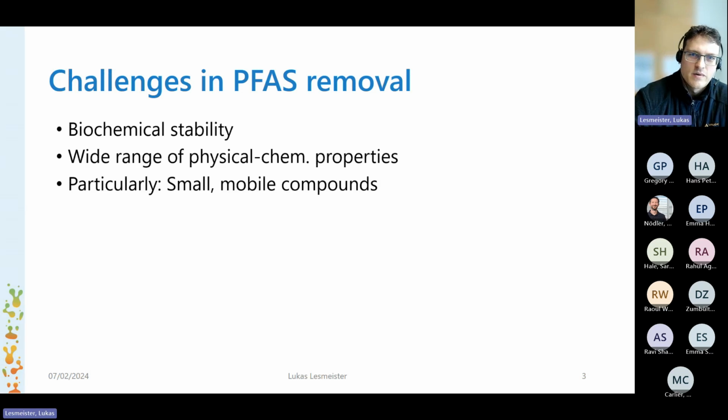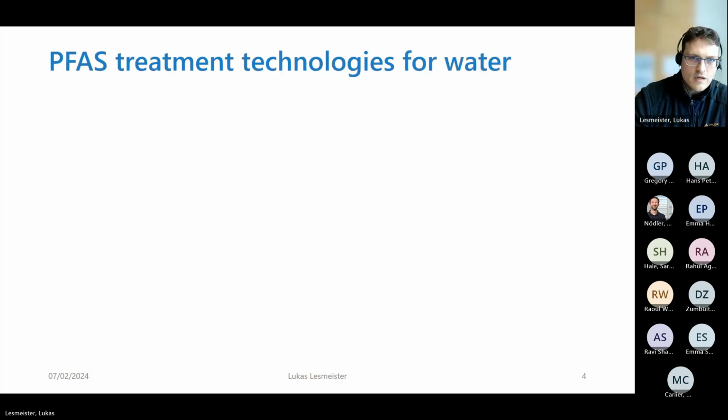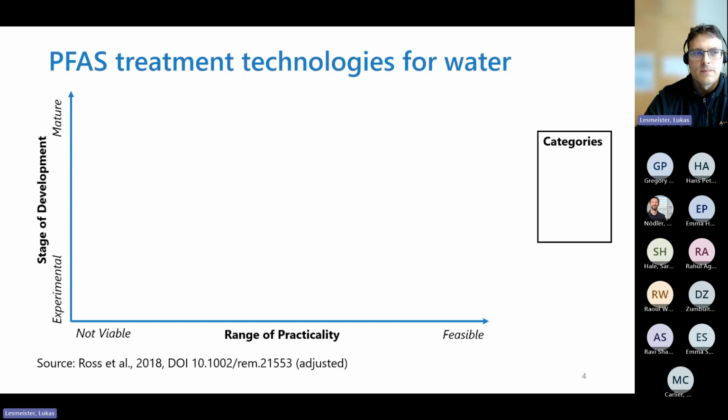The challenges in PFAS removal are, of course, their biochemical stability, but also their wide range of physical chemical properties. Just to name an example, the difference between a short chain perfluoroalkyl acid like TFA compared to a long chain perfluoroalkyl acid like PFOA. And particularly the small mobile compounds like short chain perfluoroalkyl acids can be a big challenge here. So what treatment technologies do we have available?